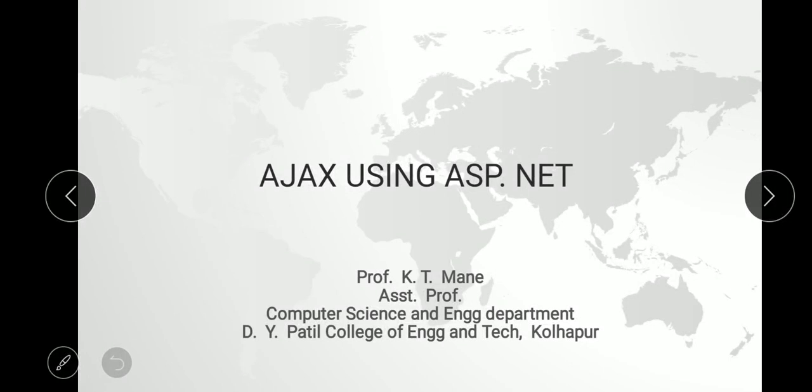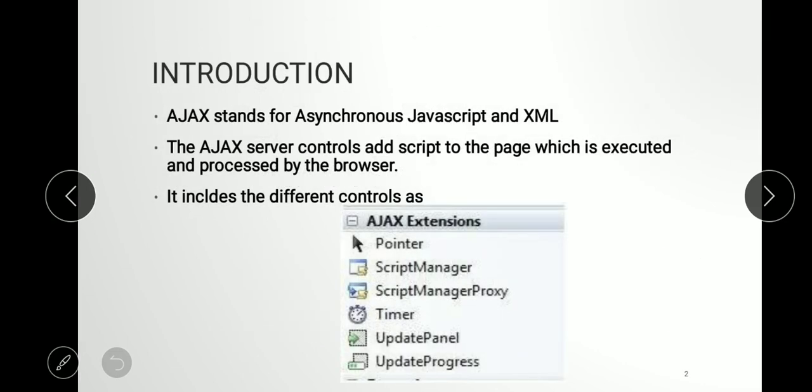Dear learners, in this video we discuss how to use Ajax inside the ASP.NET application. Basically, Ajax is a client-side scripting language. Ajax stands for Asynchronous JavaScript and XML. Ajax controls add the script to the page, which is executed and processed by the client browser itself. It doesn't execute the code at the server side, it only executes the code at the client side itself.